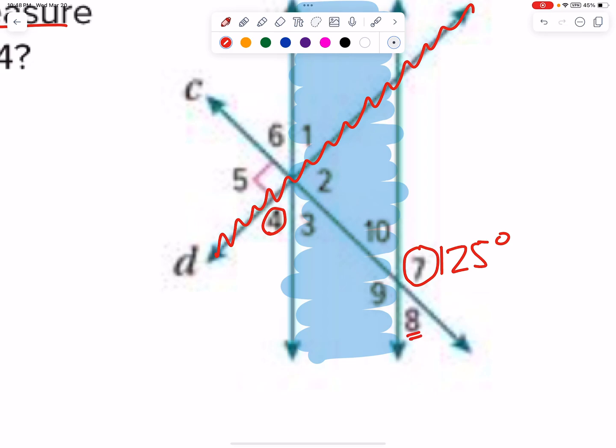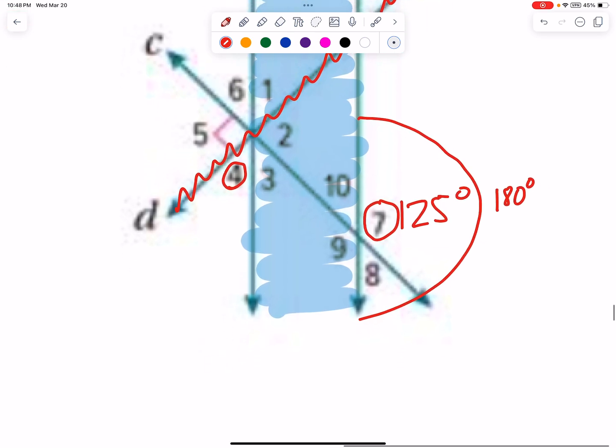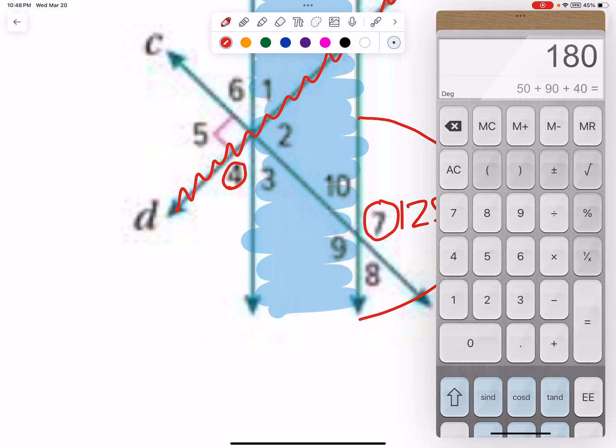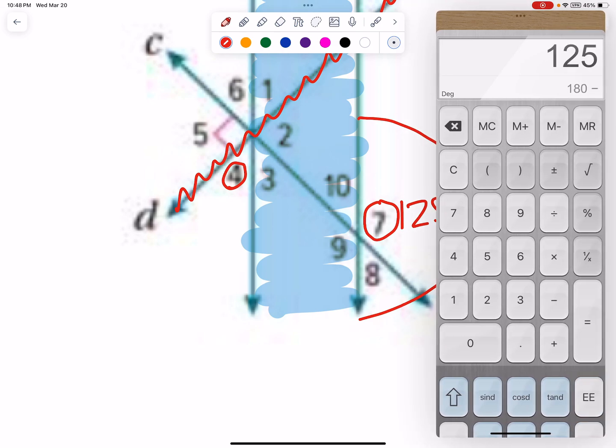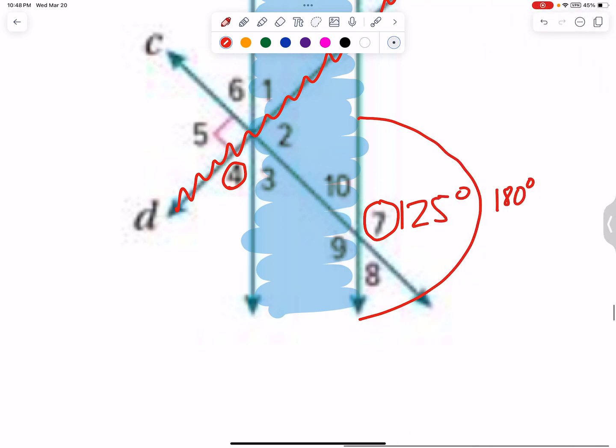Can we figure out what 8 is? I know 7 is 125, and it's sitting on this 180 degree line. So I think we can figure out what 8 is, and then maybe that'll help us move around. Like I said, there may be different ways that you did this. I'm going to show you one way. So 8 is 55 degrees, okay?